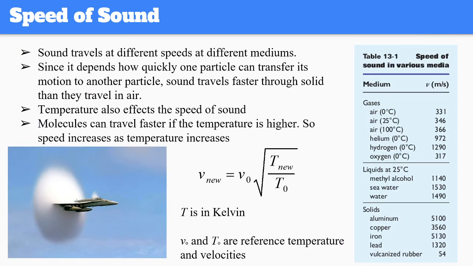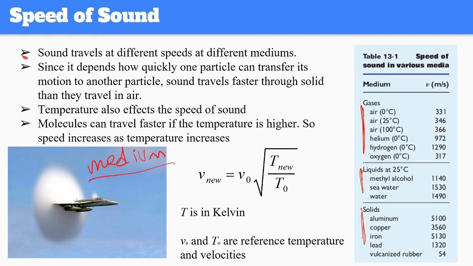And the speed of sound. The speed of sound is going to change because, remember, speed depends on the medium. So when the medium changes, the speed of sound will change. The medium will depend on, of course, the material: liquids, solids, and gases.